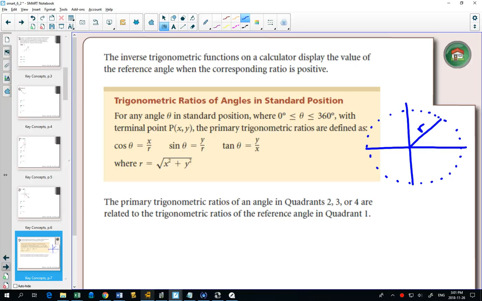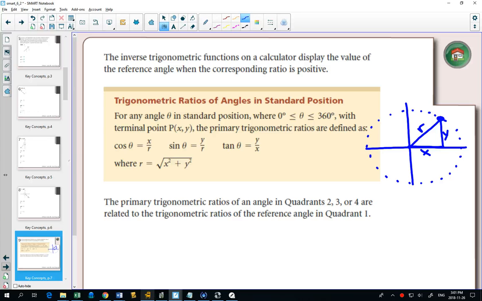If you draw a circle with a radius of r, you can always take any point on that circle and make a right-angled triangle, where this would be your x-coordinate and this would be your y-coordinate. Does that make sense? If I take any point on a circle, I can draw a right-angled triangle by going back to my nearest x-axis, using my reference angle.